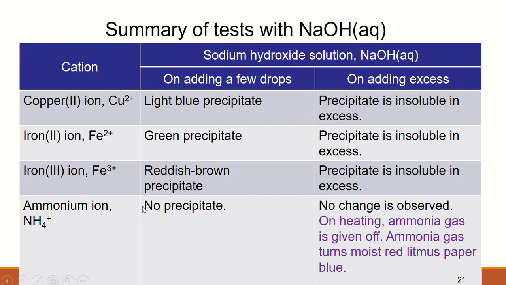Now for ammonium ion, you will not see a precipitate with sodium hydroxide. So you have to test for ammonia gas, and you have to record down the observation for the ammonia gas test. It turns moist red litmus blue. And lastly, you have to identify the gas, which is ammonia.